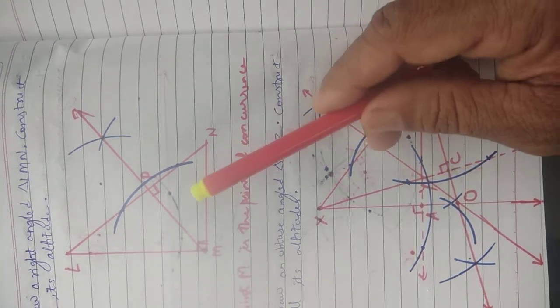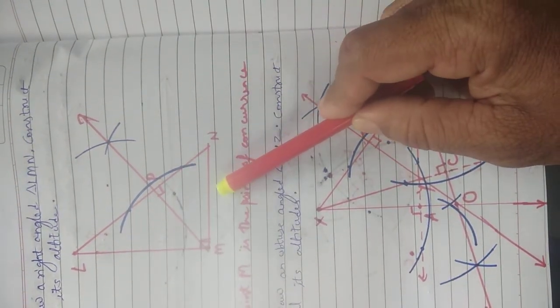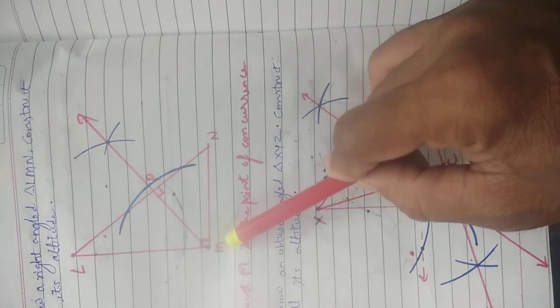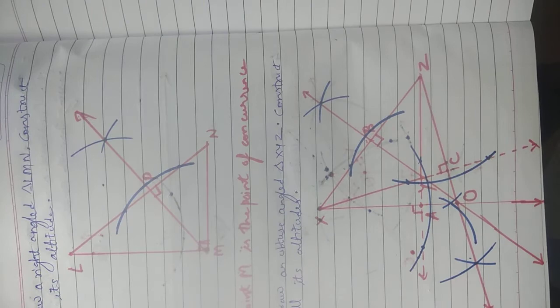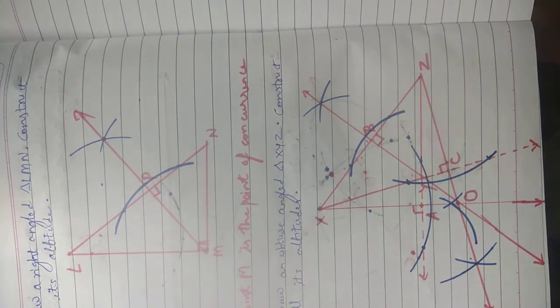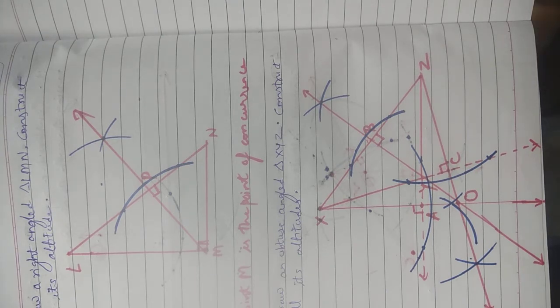For a right angle triangle, the orthocenter will lie exactly at the right angle of the triangle. And for an acute angle triangle, the orthocenter will always be inside the triangle. Okay, so please remember the three positions of the orthocenter. In an acute angle triangle, the orthocenter is inside the triangle. In a right angle triangle, the orthocenter is exactly on the right angle, and in an obtuse angle triangle, the orthocenter is outside the triangle. Okay, remember this property.